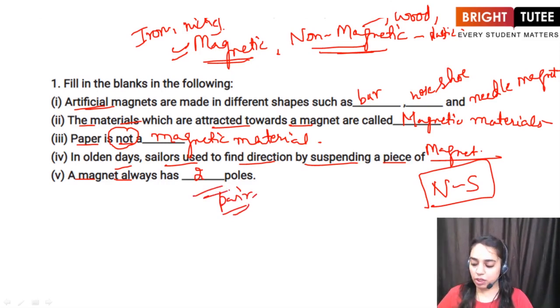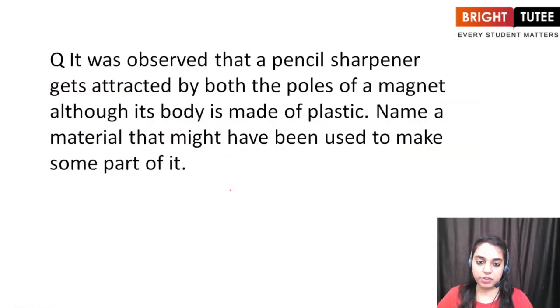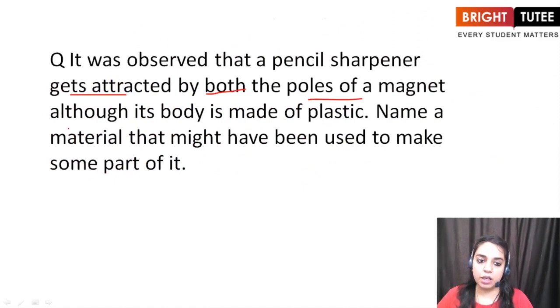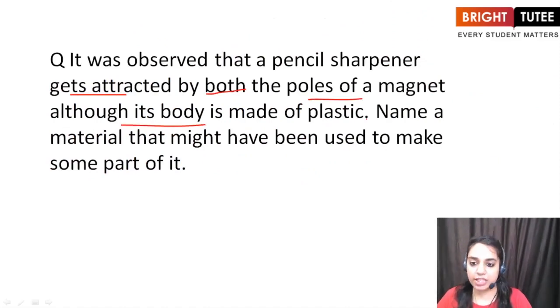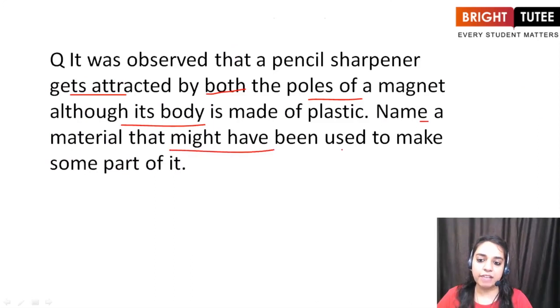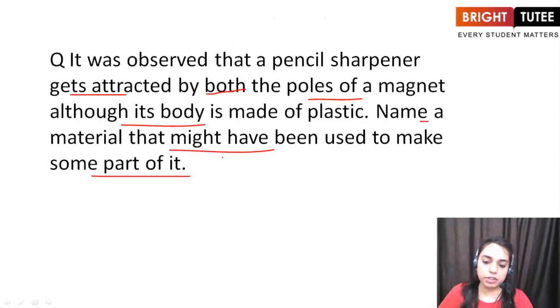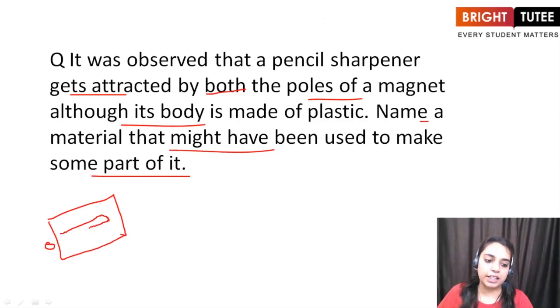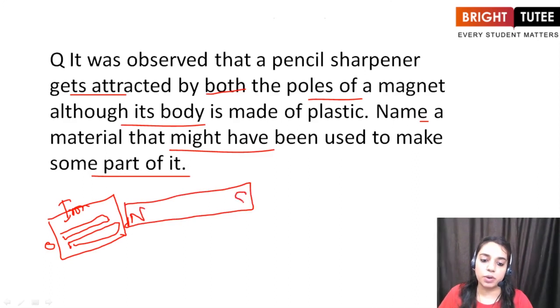Okay, then let's move to the next question, which is, it was observed that a pencil sharpener gets attracted by both the poles of the magnet, although its body is made up of plastic. Name a material that might have been used to make some part of it. So children, all of you have seen a sharpener, right? So it has a blade in it, which is usually made up of iron. Okay, so children, when we brought this sharpener near any of the pole of the magnet, either north or south, we observed that it was attracted to both the poles.